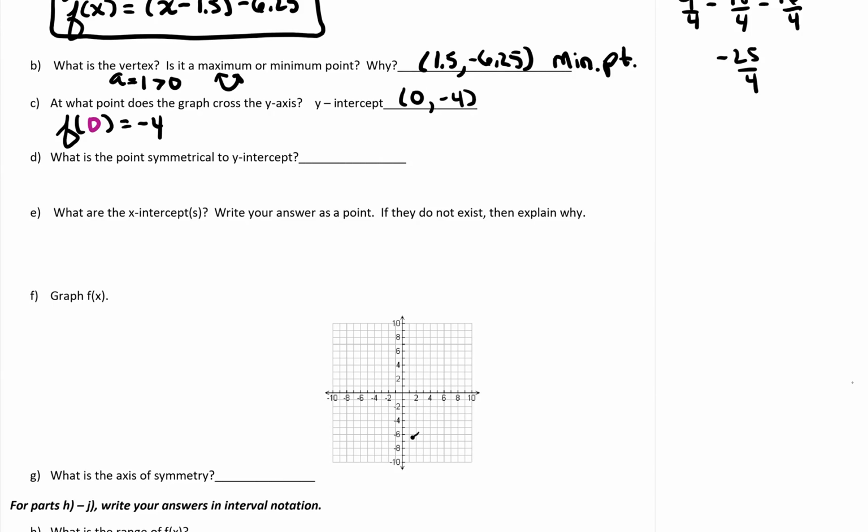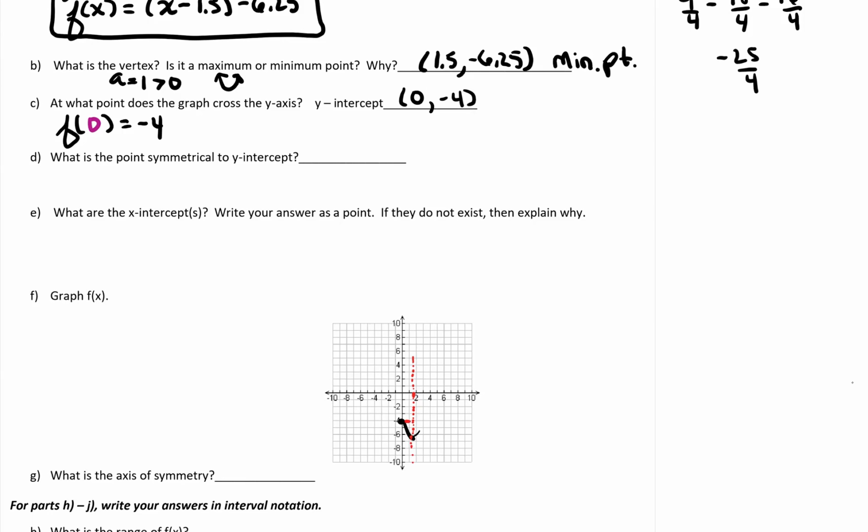We know it's facing upward, so I know that it's going to cross. We also know that we have a point at (0, -4). This is where I can look at, that's helpful, where my point is symmetrical across this line. And we know that at x equals 1.5, this is where we have our axis of symmetry. And so I know it's an even distance here, which is 1.5.